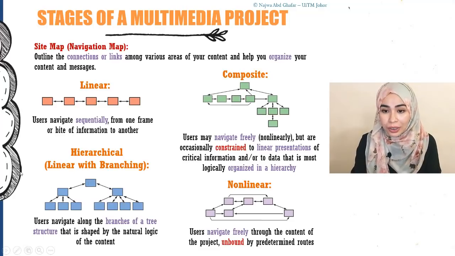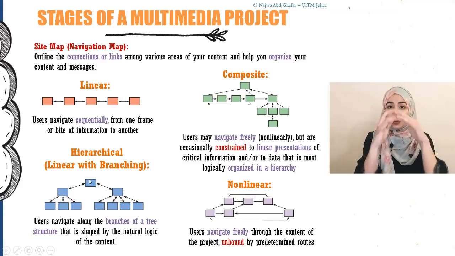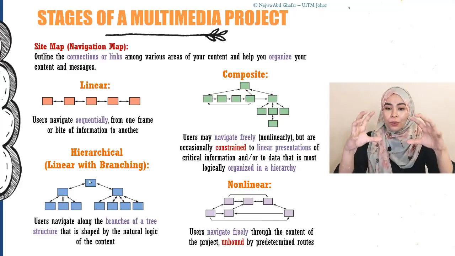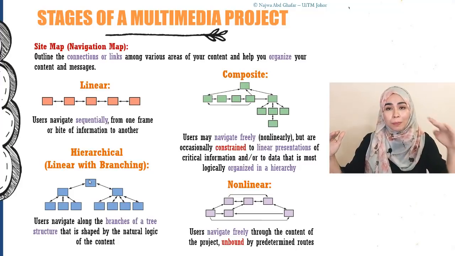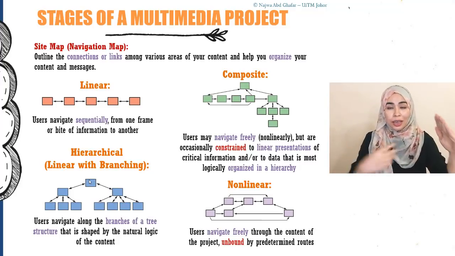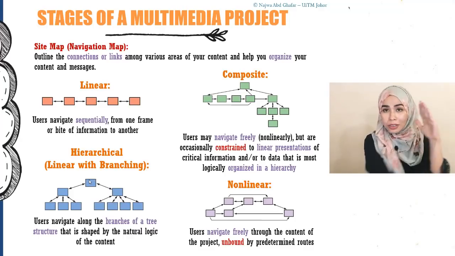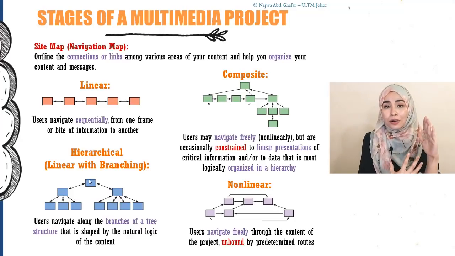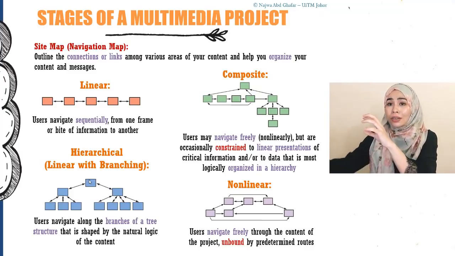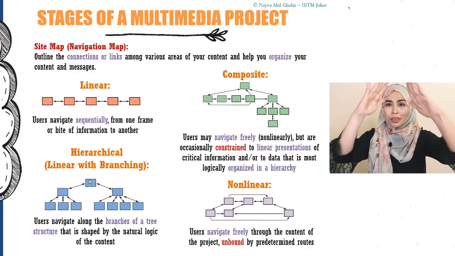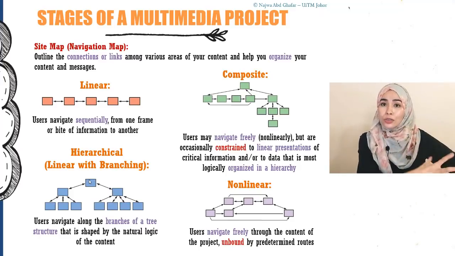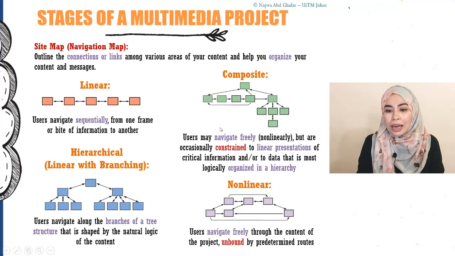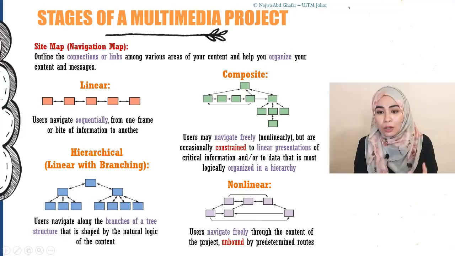Or it could be hierarchical. If you take a look here, hierarchical, linear with branching, meaning that you start with one page. Let's say you have about us and you have FAQ, for example. If you click on about us, it will go to this page. Then this about us page will lead you to another section of links. If you go to the FAQ page, then maybe you can have another set of links. So basically it creates some sort of branch that you can go from one location to another, different sections. Basically users navigate along the branches of a tree structure.